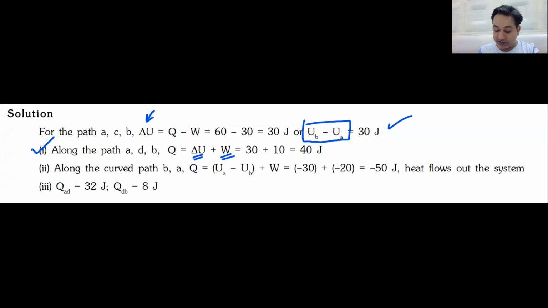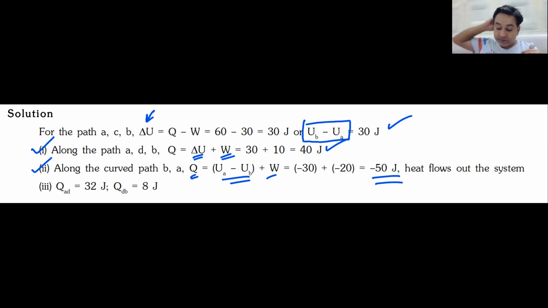Work done is given, so you can get the amount of heat in this process from A to D to B. Part number 2 done. Part number 3, along the curved path, now you are trying to come back. Now the amount of heat: final position is A, initial position is B. So UA minus UB, and work done is also given. So you get minus 50 joules. That means heat flows out of the system.